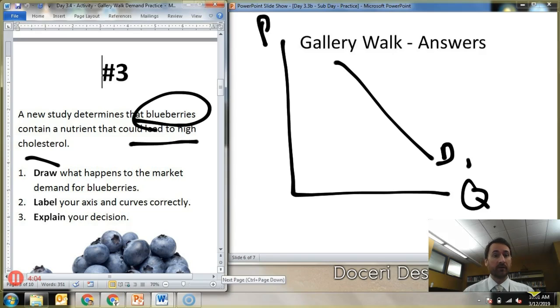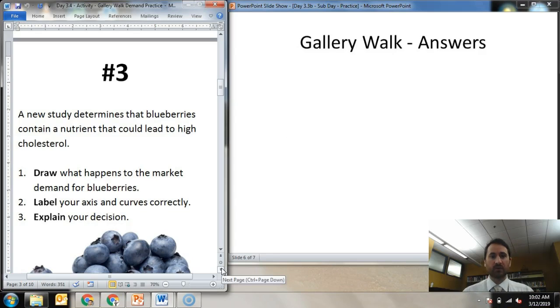Well, I don't want to buy blueberries if they cause high cholesterol, so that's going to create a demand decrease for blueberries. And the reason would be tastes and preferences. We no longer prefer to purchase blueberries because of this new study that comes out.